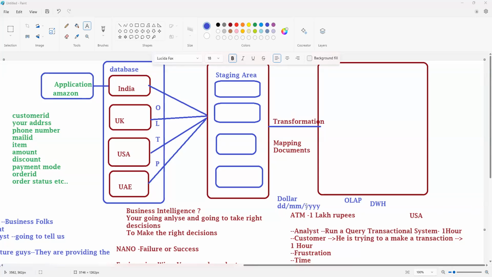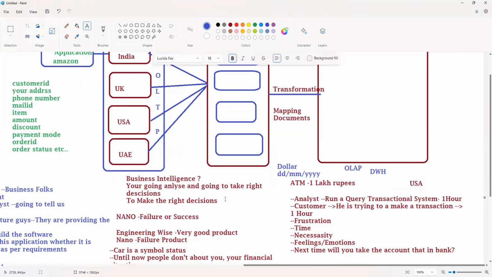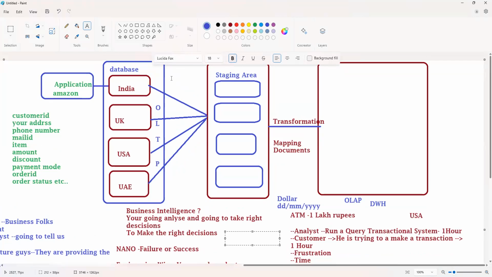Okay, so these are the operations which we are going to do. To do this kind of operations, who's going to do that? The developer is going to do that. This particular process is called extraction. From source to staging area, we can call it extraction.